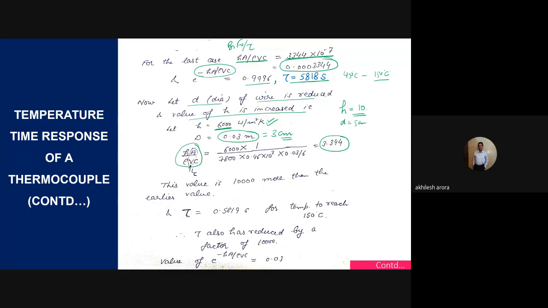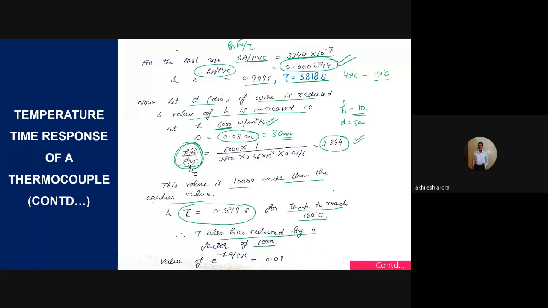0.00003344. So you can see here I have chosen this value in such a way that the value of hA over rho Vc is now 10,000 times more than the earlier value. Earlier value of this quantity was, you can see it from here, 0.000334. Now the value is 3.344. Okay, and now when we calculate the time required, you can see it is 0.5819 seconds for temperature to reach 150 degrees Celsius. That is, tau has reduced by a factor of 10,000.